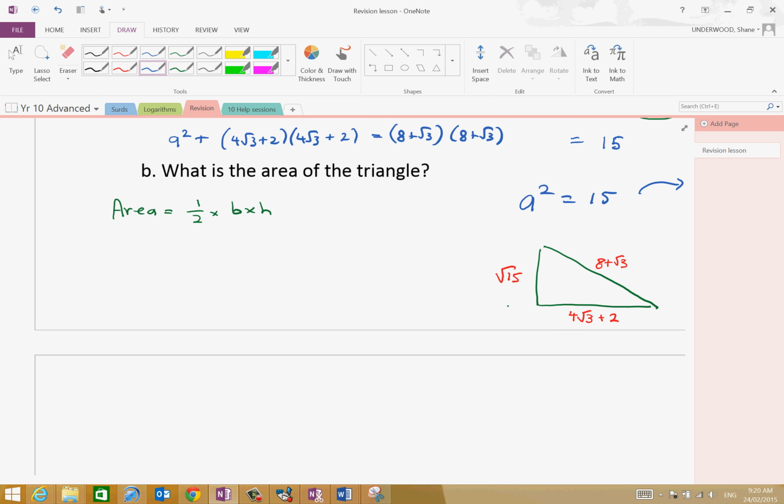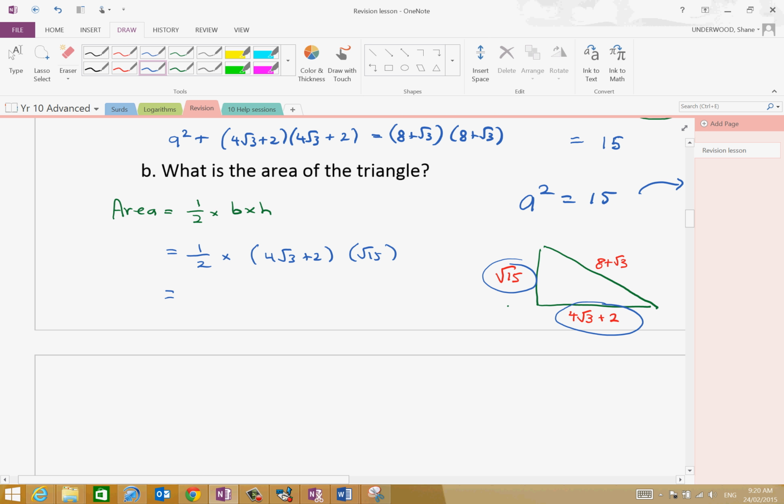Now, area of a triangle: area is half base times height. This is our base, this is our height. We don't even need to use the hypotenuse. So the area, therefore, is equal to a half times (4 root 3 plus 2) times root 15.